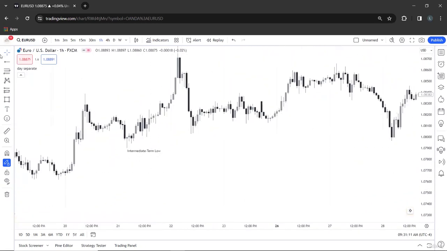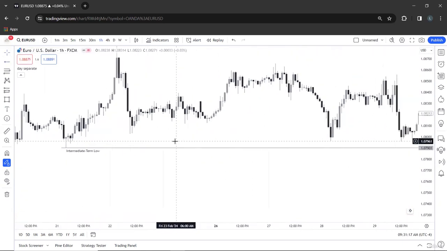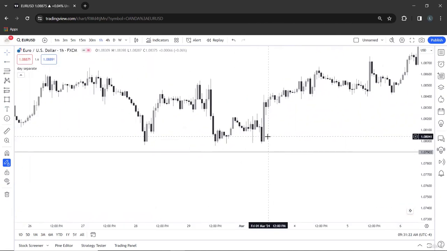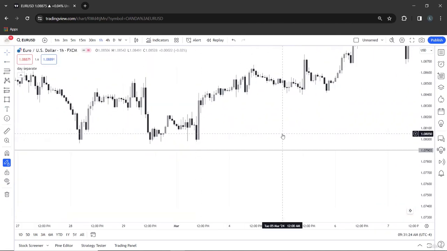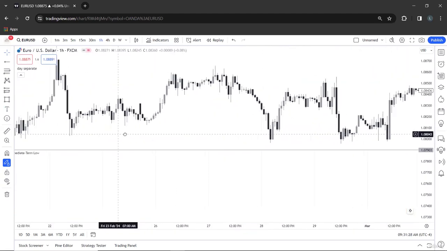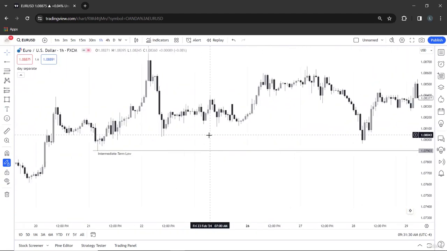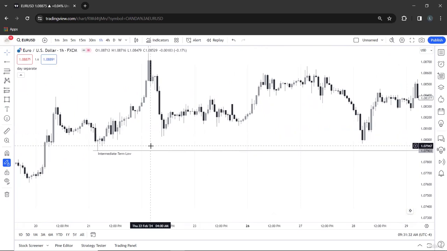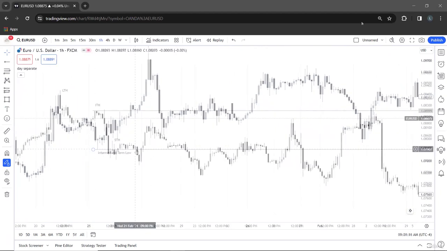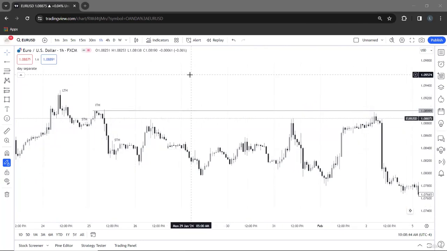And if I could just mark this one right here, you can see that for a while on that bullish run, price never traded below it. So that's basically what an intermediate term low is. I'll be going over what an intermediate term high is, which is basically the opposite of this, and I'll be showing you examples right now. Okay, let's jump right into the next example.